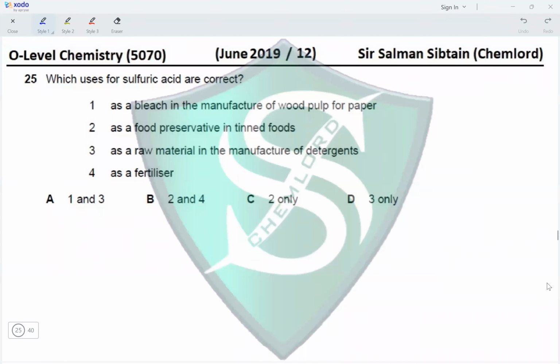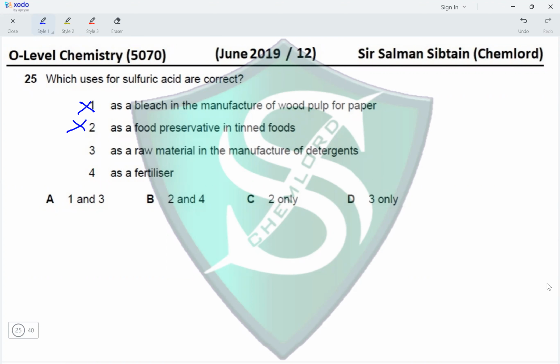Question 25. Which uses of sulfuric acid are correct? As a bleach in the manufacture of wood pulp for paper? No, that would be HClO, chlorine or HCl. So statement 1 is incorrect. Statement 2, as a food preservative in tinned foods, that would be sulfur dioxide, not sulfuric acid.